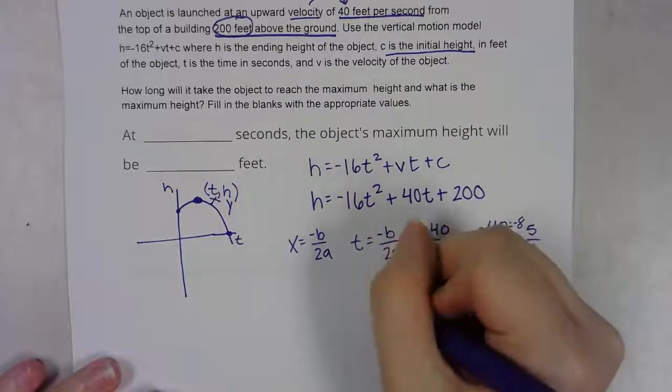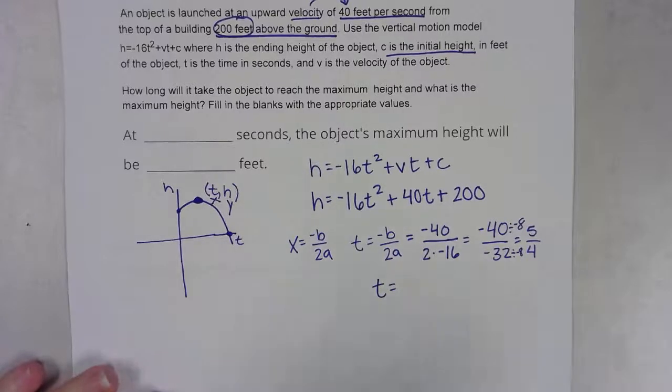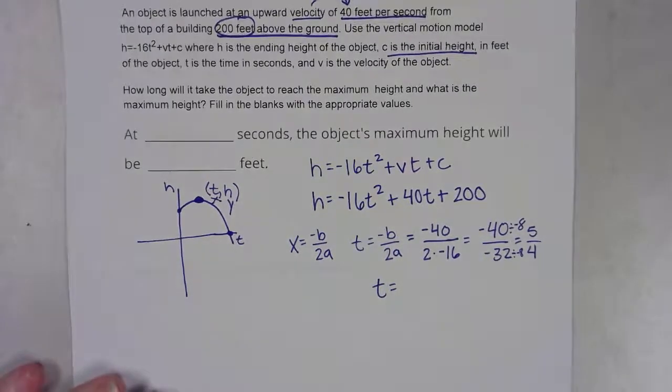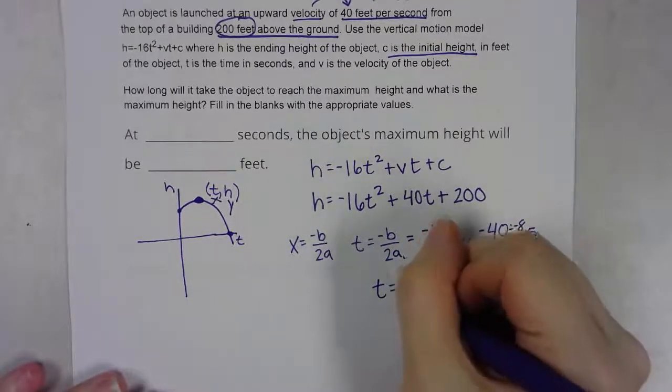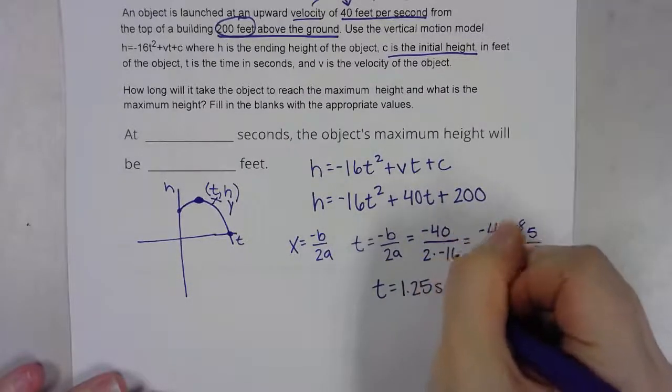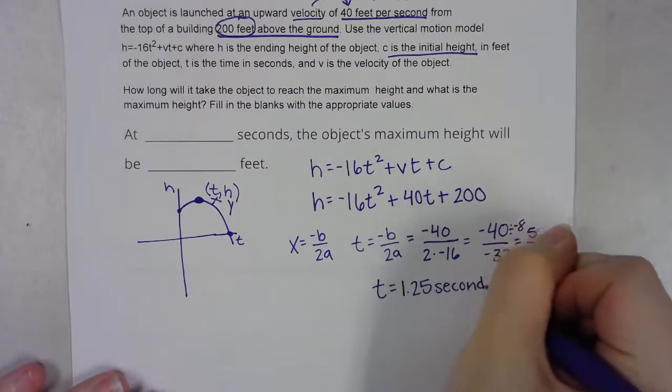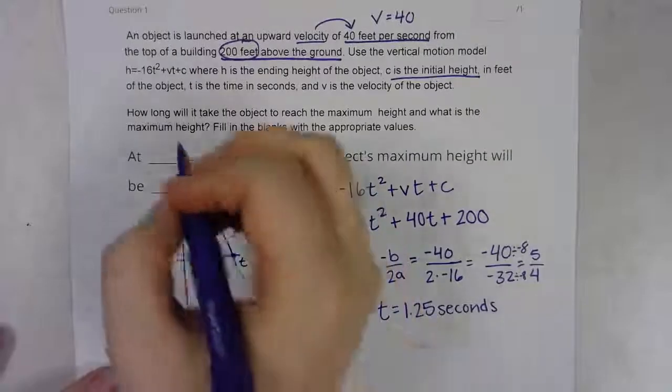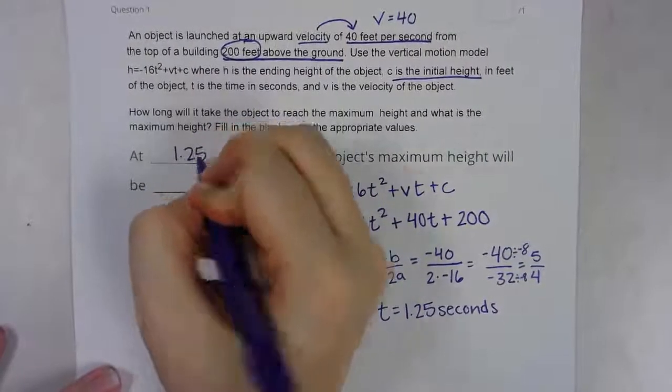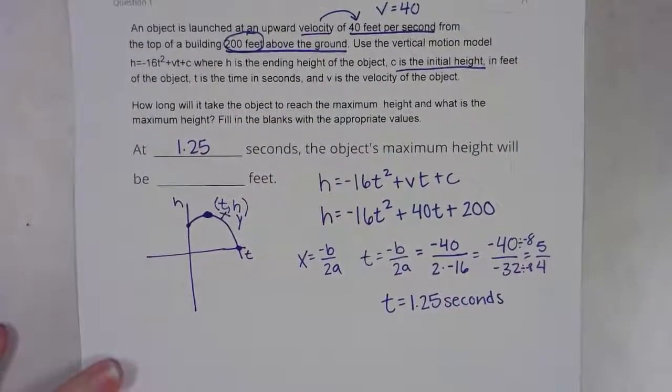Now, because we're talking about time, I wouldn't say it took me 5 over 4 seconds. I would say it took 1.25 seconds. So that means that the first answer to this question is at 1.25 seconds. The object's maximum height will be blank.